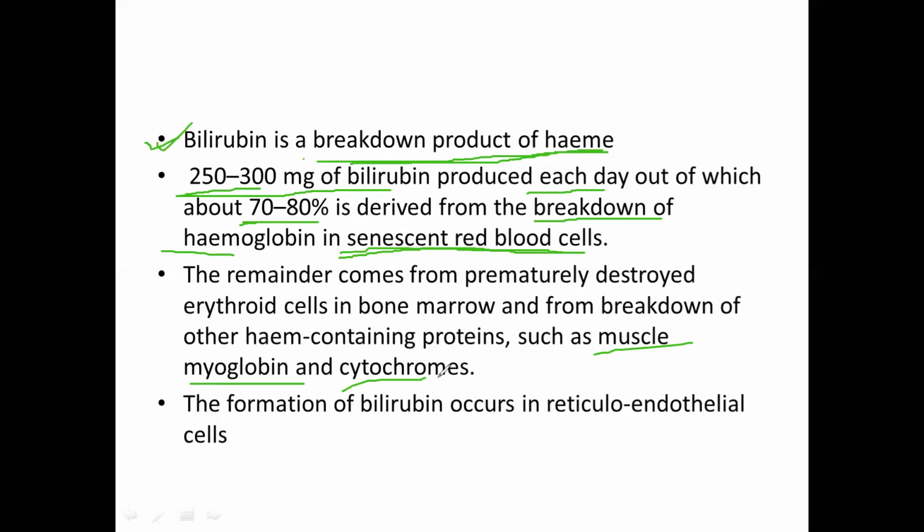Cytochromes are nothing but proteins which are usually involved in providing energy. So the remaining 20 to 30% comes from these two parts, that is muscle myoglobin and cytochrome. Formation of bilirubin occurs in reticuloendothelial cells, which is obvious because, as you all know, phagocytosis, or destruction of RBCs, usually occurs in reticuloendothelial cells.